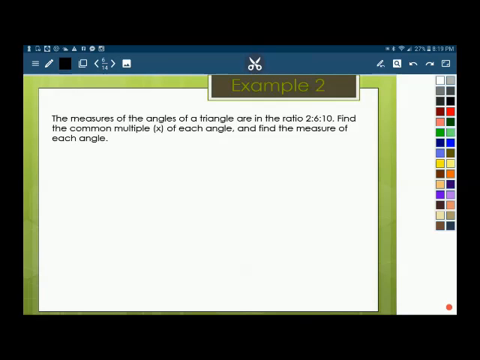All right, so in this example, we're going to have to find all three unknown angles, but we're only going to know the ratio that the angles have with each other. So it says the measures of the angles of a triangle are in the ratio 2, 6, 10. Find the common multiple x of each angle. That is an instruction that I have inserted. That will not be on the test, but that's my little hint to you: there's a common multiple of all three of these numbers, x, that you can apply to find the measure of each angle.